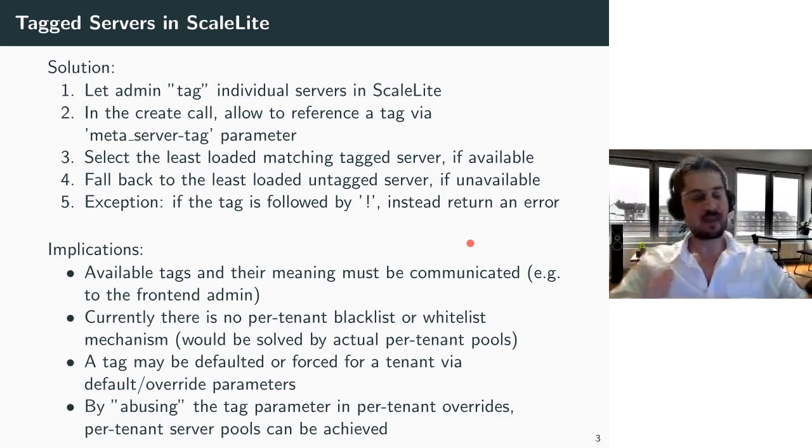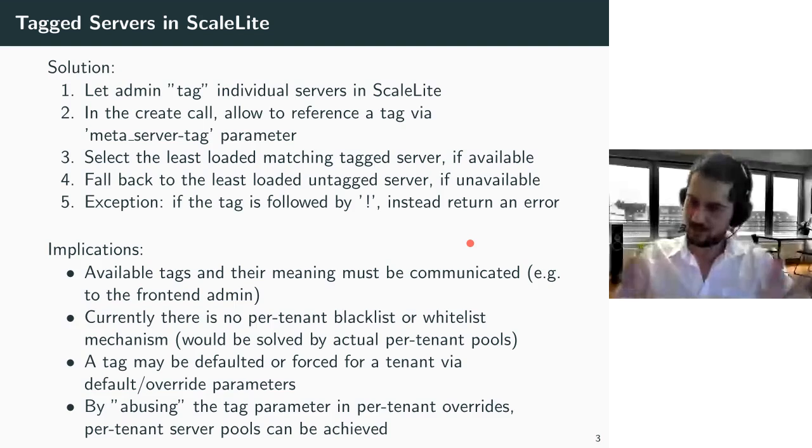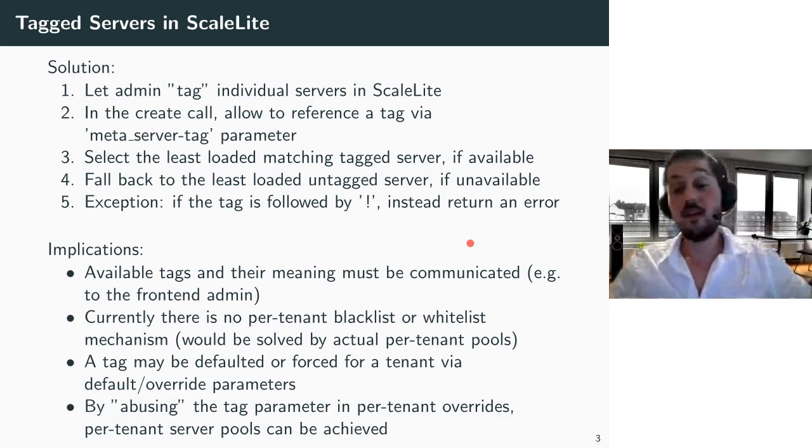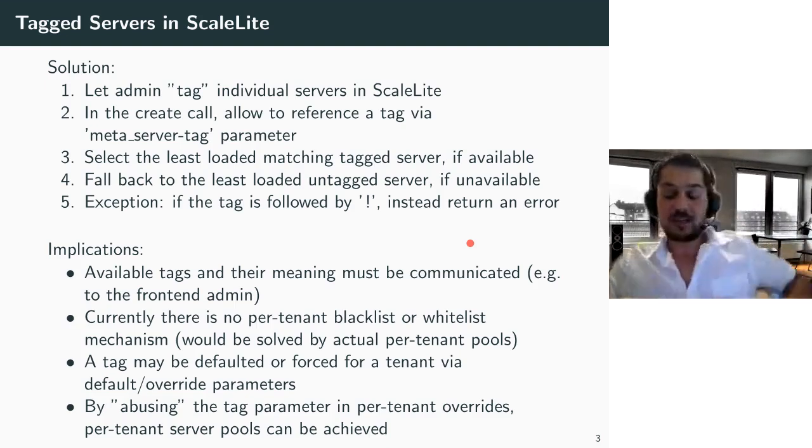So we have a schools platform and a university platform. Both are for all the state of Rhineland-Palatinate, but we want to separate these instances. And the schools are forced to the schools tag at the moment. That way we could get rid of one whole ScaleLite deployment and also have an easier time load balancing between the two instances. Okay, so that is the ScaleLite part.